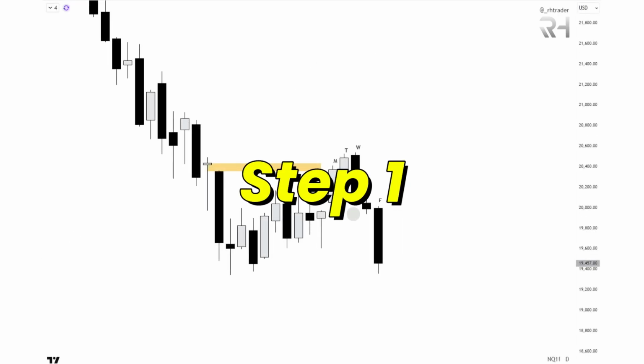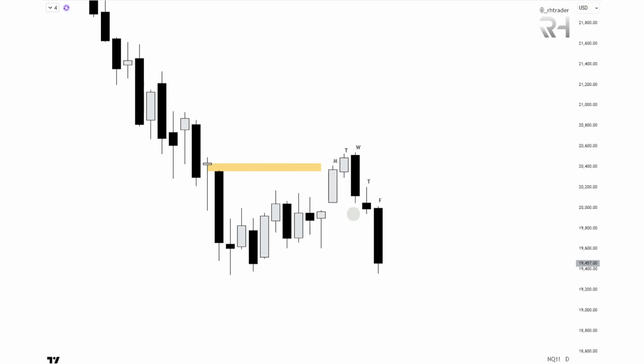This is step 2. Here we apply the weekly profiles to see which day of the week had a significant impact on price. We can use the economic calendar for this purpose. Monday tapped into the weekly volume imbalance. Tuesday took out Monday's high. Wednesday took out Tuesday's high and closed below into this bullish fair value gap.